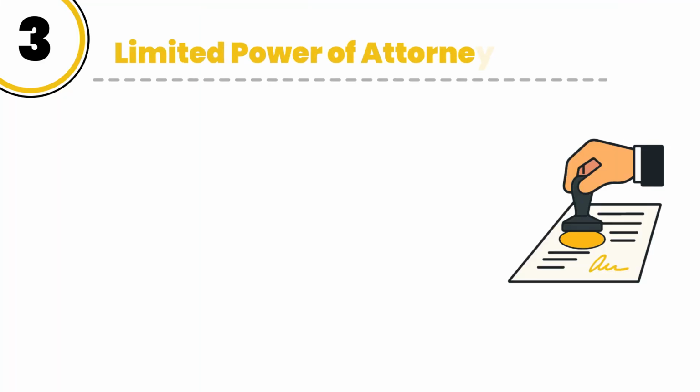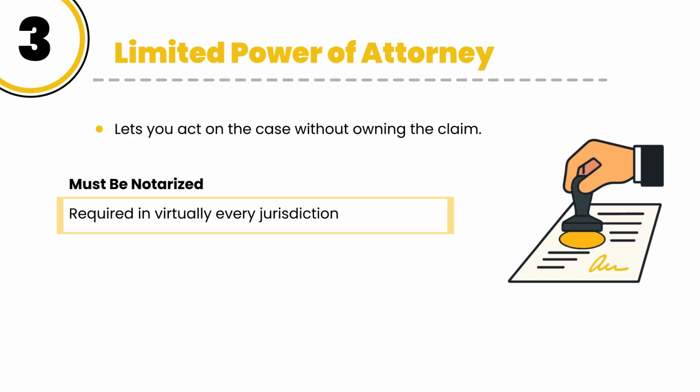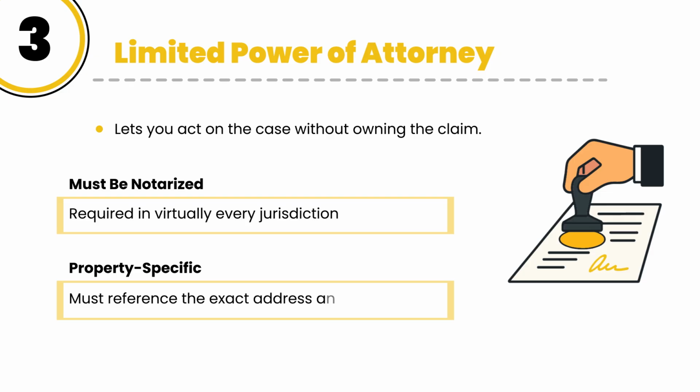3. Limited power of attorney. Some agents use this instead of a full assignment or alongside it. It authorizes you to file paperwork, communicate with the county, and act on the homeowner's behalf without taking full ownership of the claim. It must be notarized in virtually every jurisdiction. And in many counties, they want it to be property specific, meaning it has to reference the exact address and the exact case number.